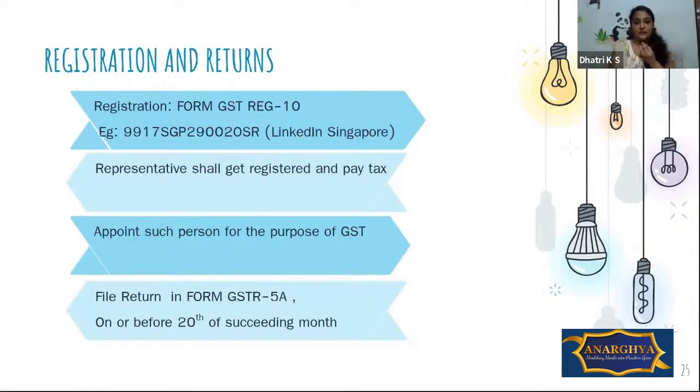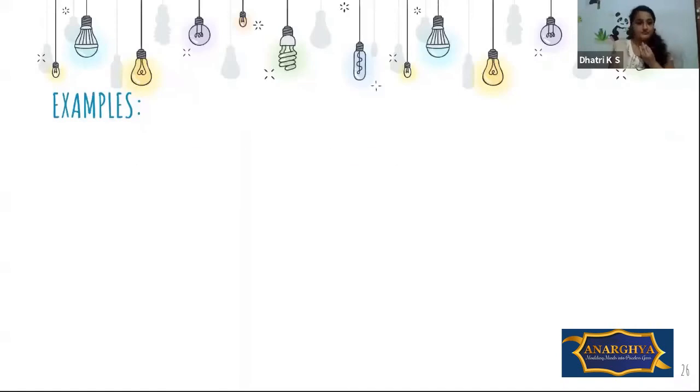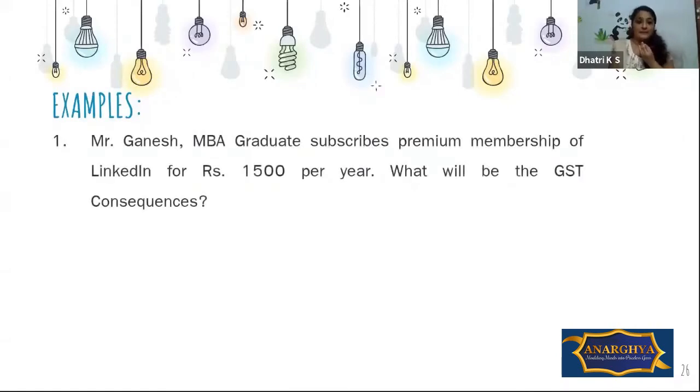So this was about OIDA services and Section 14 of the CGST Act 2017. We'll see some of the examples for it now. Mr. A, an MBA graduate, subscribes premium membership of LinkedIn for 1,500 per year. What will be the GST consequence? Since this is an OIDA service and Mr. A, who is the recipient of service, is an unregistered person, Section 14 comes into picture and LinkedIn itself will pay taxes.